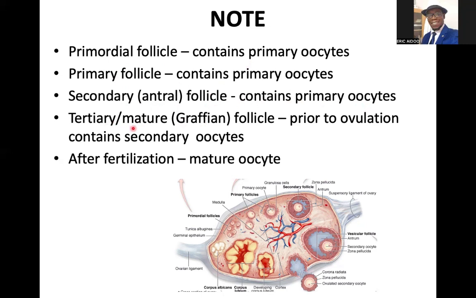Then tertiary or mature Graafian follicle, just prior to ovulation, are going to contain the secondary oocyte. But by that time, it would have finished its first meiotic division, okay, and started second meiotic division. So once it finishes its first meiotic division, then it changes from primary oocyte to secondary oocyte. Then after fertilization, you have mature oocyte, because at that point it would have completed its second meiotic division. Okay, remember that at the point where a secondary oocyte has started second meiotic division, it is also arrested at metaphase.